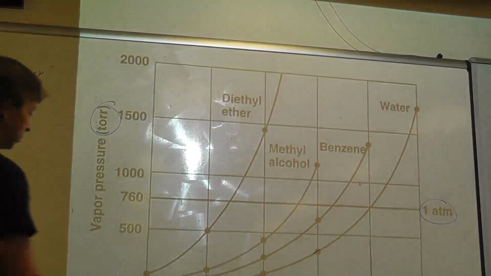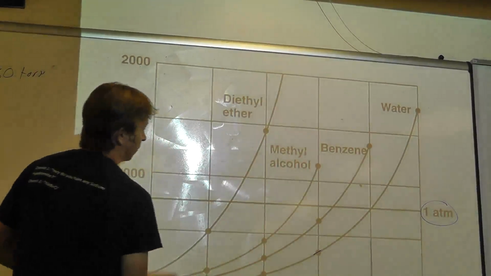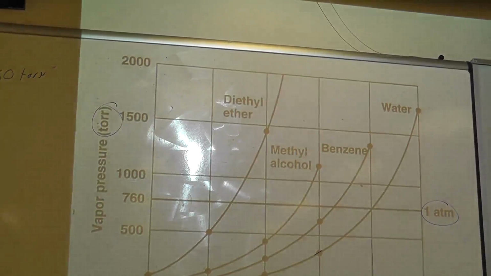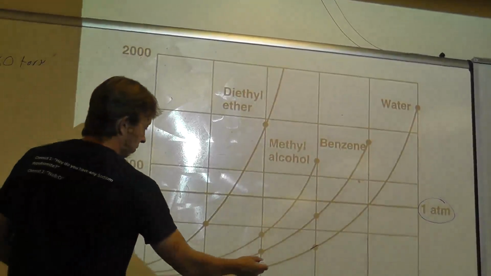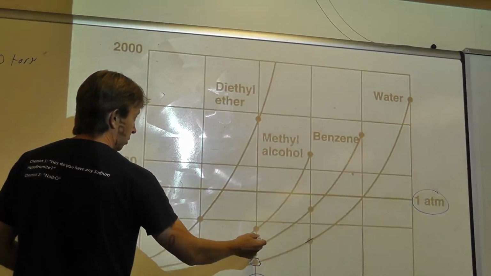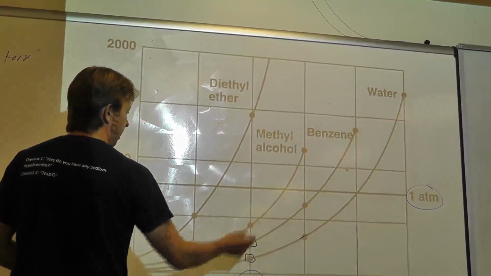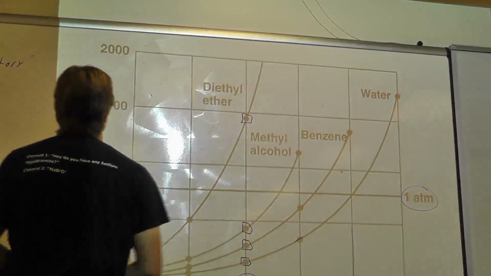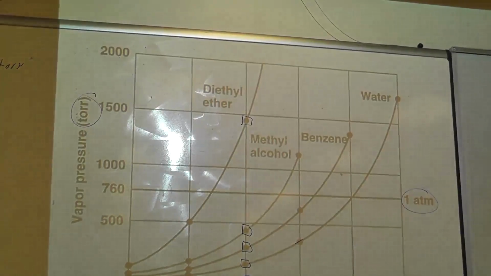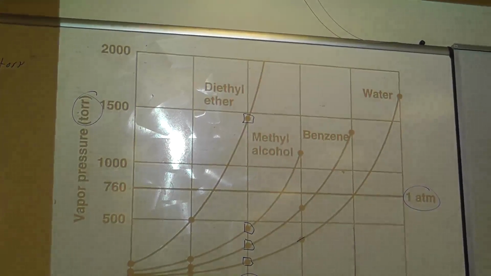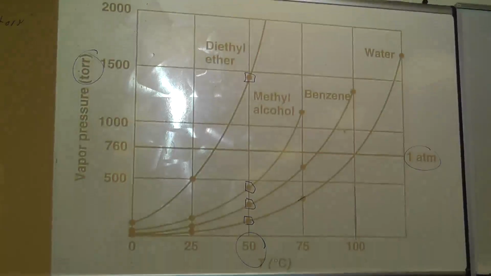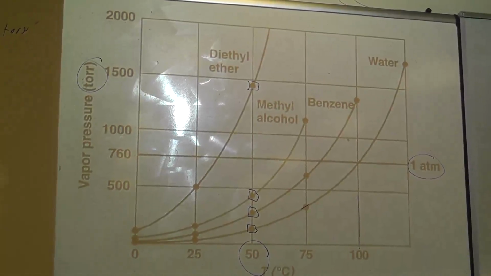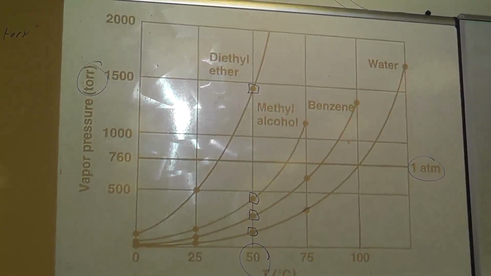At whatever temperature you want to take, and for no particular reason, let's take 50 degrees. Water evaporates this much, benzene evaporates this much, methyl alcohol evaporates this much, and diethyl ether that much. Which of those materials is the most volatile? Diethyl ether, because it evaporates the most, correct?